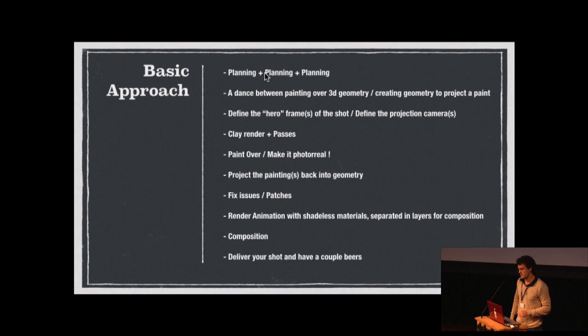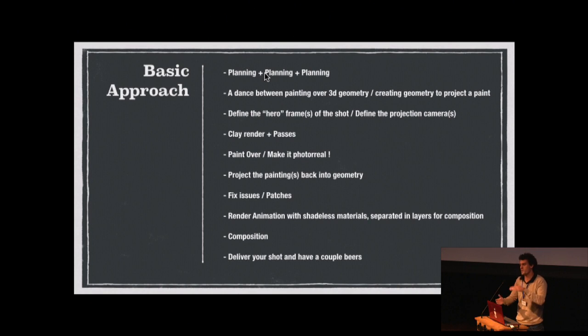So after you have modeled your geometry and you have your camera movement from your animatic, you define the hero frames of your shot. And what are the hero frames? They are the frames at the moment in the camera movement where your camera covers most of your scene. So you go to your camera movement and say, okay, I'm going to paint this. So this frame here is my hero frame. It's the frame that covers most of my scene.